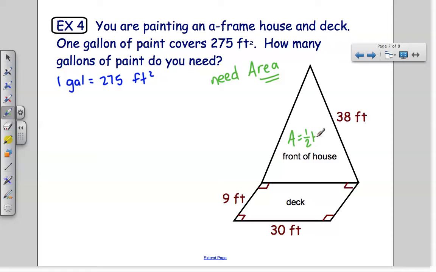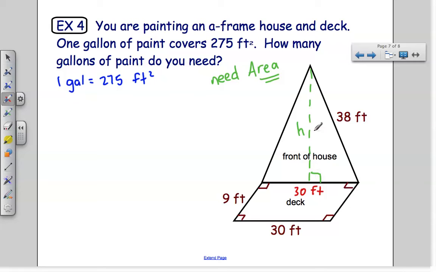half base times height. Right? That's the area of a triangle. But to do the area of that triangle, I need the height and the base. I'm drawing this in. This will be my height. What's the base? Oh, well, the deck, I'm assuming, we see the right angles. It's a rectangle then. So this is also 30 feet. So I know the base of the triangle, but I don't know the height.